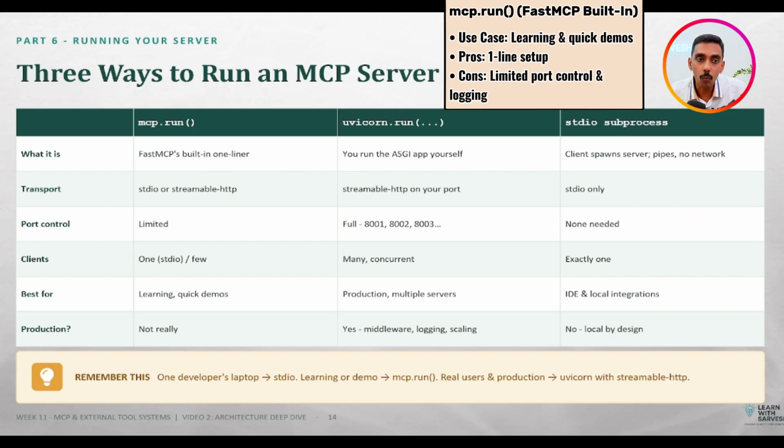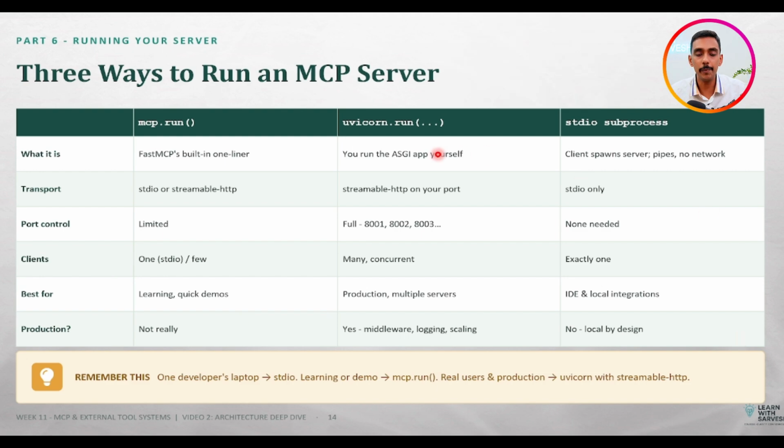It's the built-in one-liner from FastMCP. Create the server, decorate your tools, call mcp.run. That's it. This is perfect for learning and quick demos. But it has minimal port control, it's hard to run several servers side by side, and logging is limited. And remember from the previous slide, the modern transport value is streamable HTTP, not SSE. So it has changed.